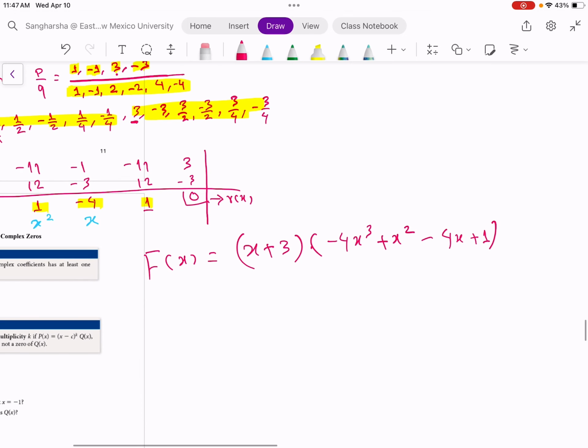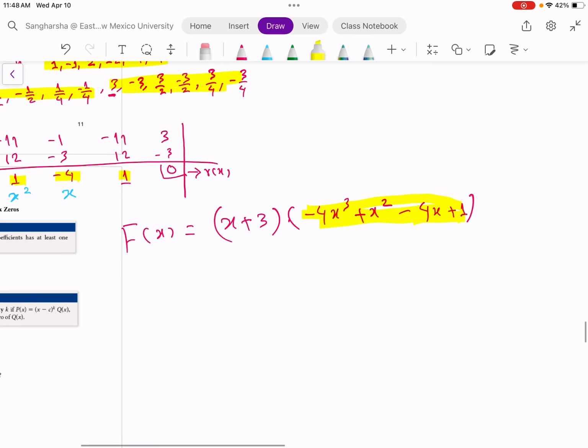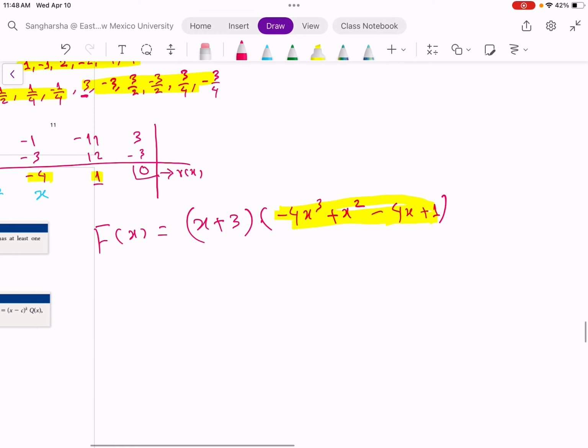So we have two factors, but this is not factored completely. We still need to factorize this. In order to factorize this, we repeat the same process. So this is your new function. Now we find the rational 0. We find one real 0 for this function, use synthetic division and factorize. So let's find the rational 0 for this function. We are focused on this one.